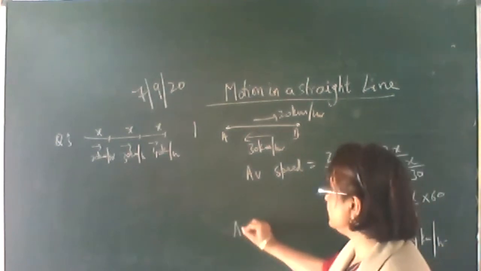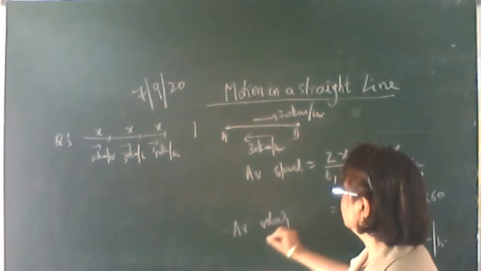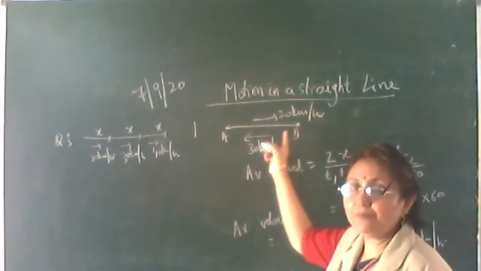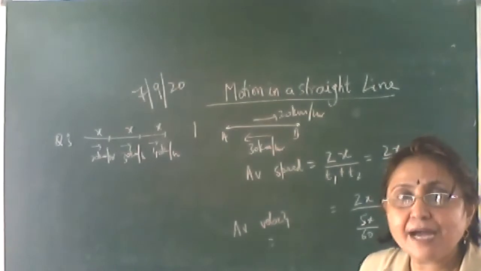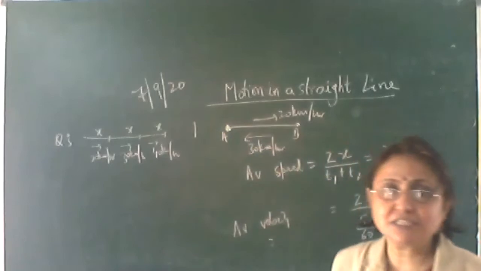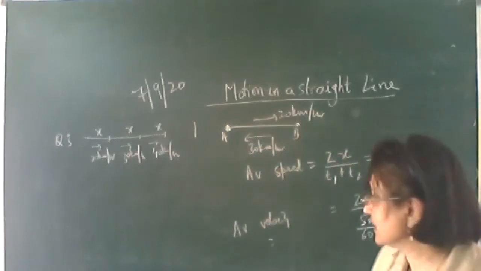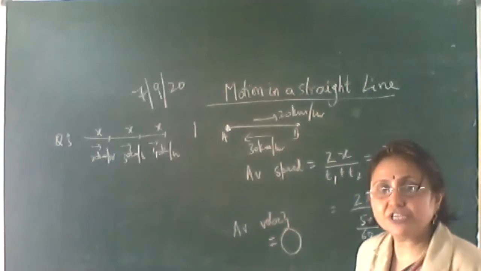What will be his average velocity in this case? Going from A to B and returning immediately from B to A, the initial and the final positions are the same. So what is the displacement? Displacement is 0. So the average velocity is 0.